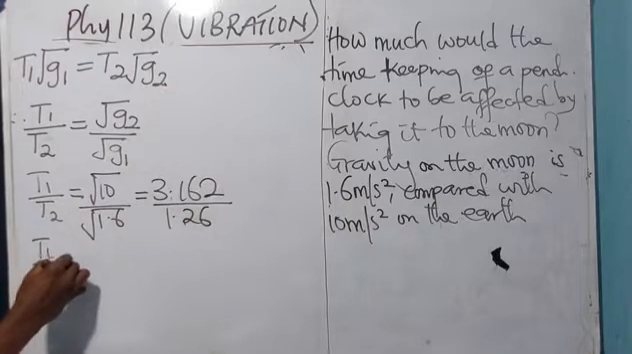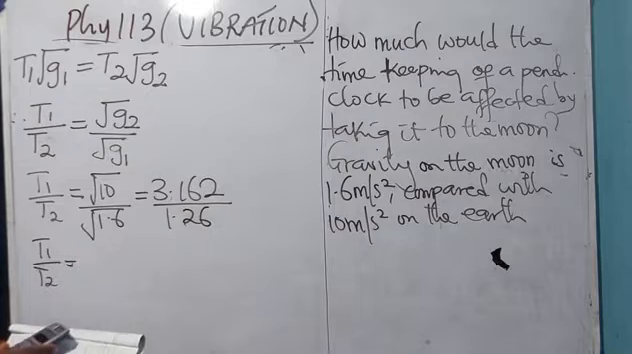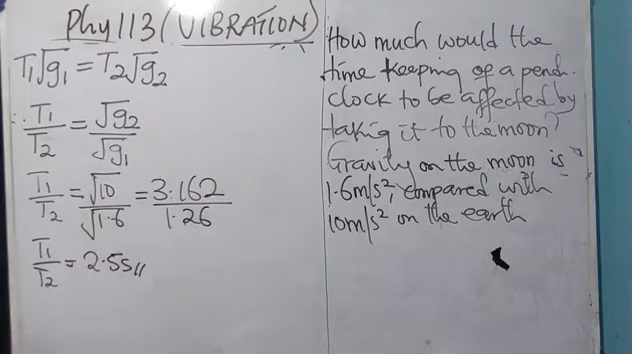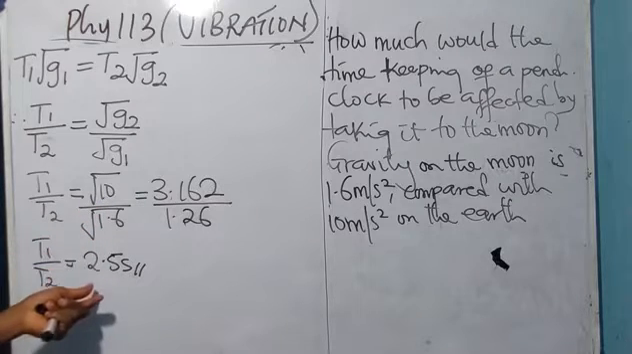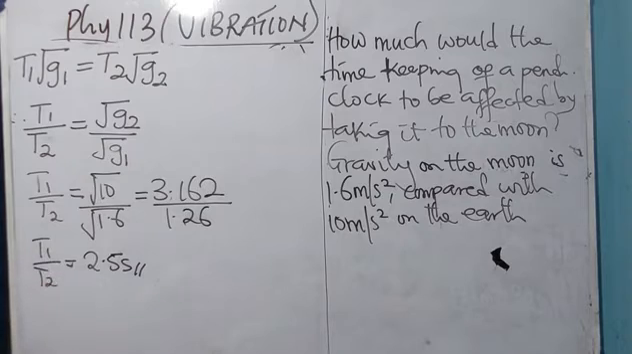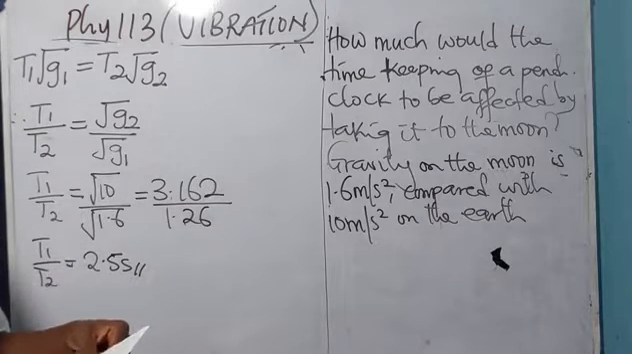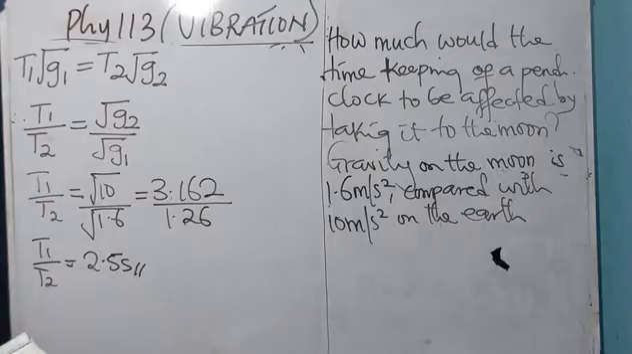T1 to T2 now equals this divided by this. You have 3.162 divided by 1.26 equals 2.5 seconds. You say therefore that the period is 2.5 times slower on the moon. So 2.5 is the answer. What did they get? Yes, that's what they say, 2.5 times slower on the moon. Okay, so take note of that.